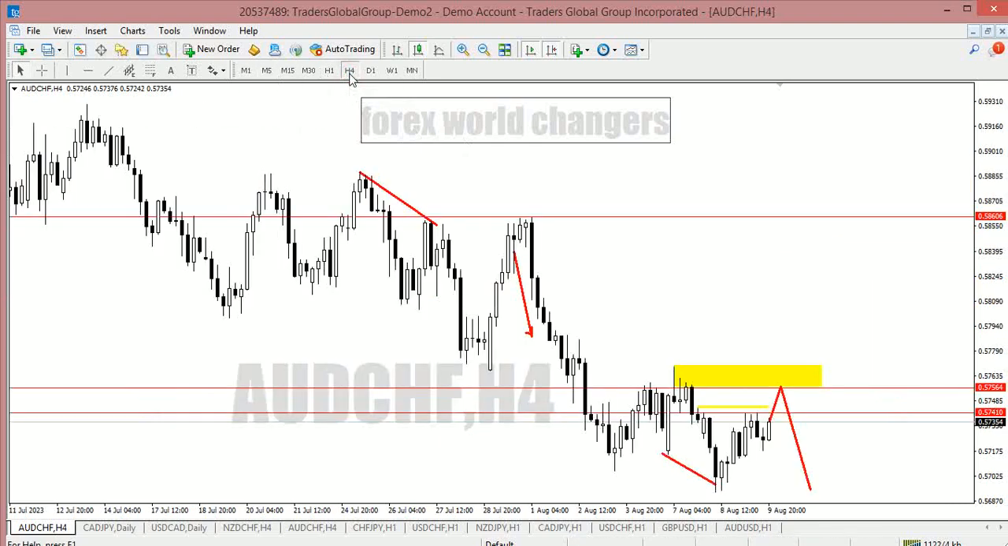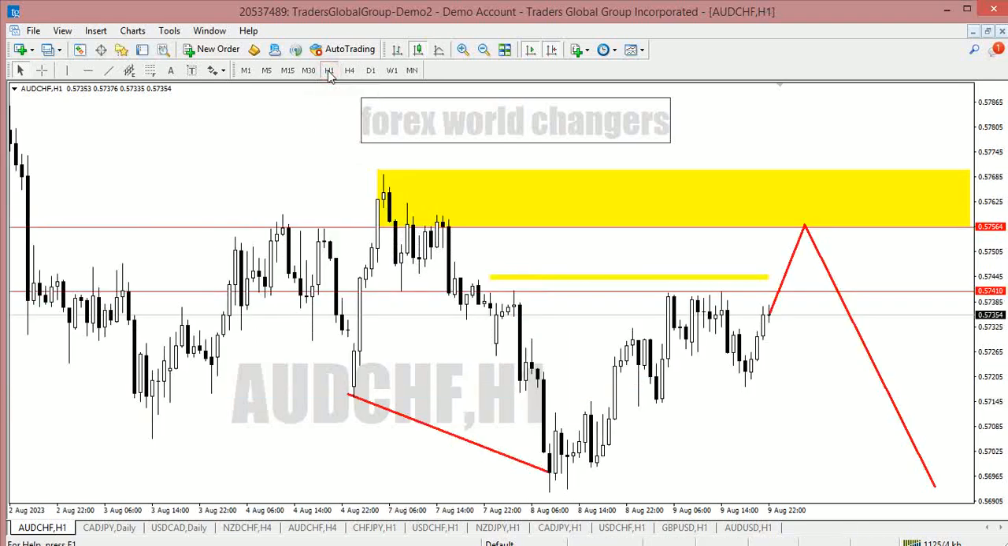Let me see 4 hour. So we see at the 4 hour we're already on the sell. So this is a continuation pattern of a trend going down. So this is a very nice setup of sell, guys.